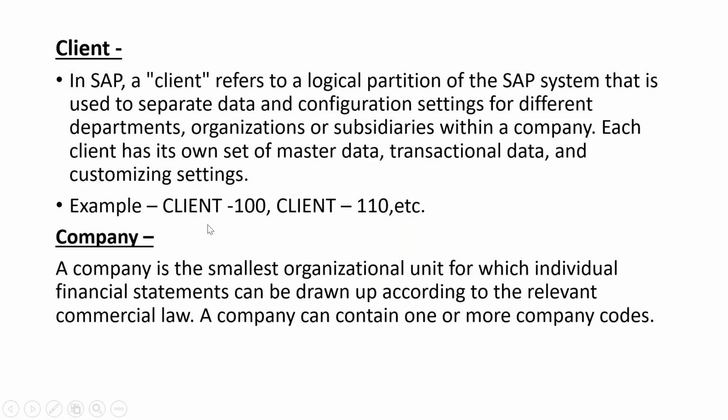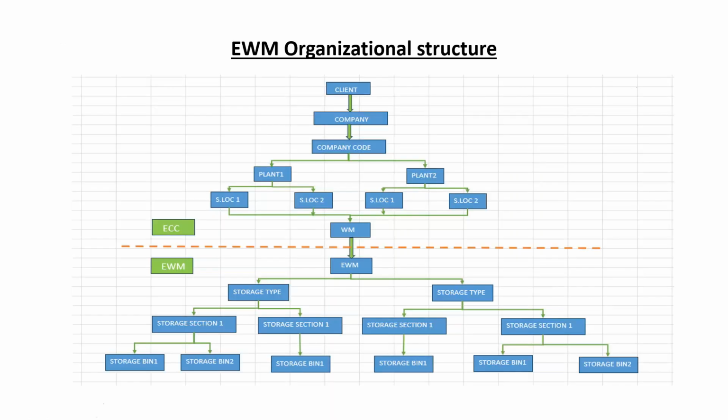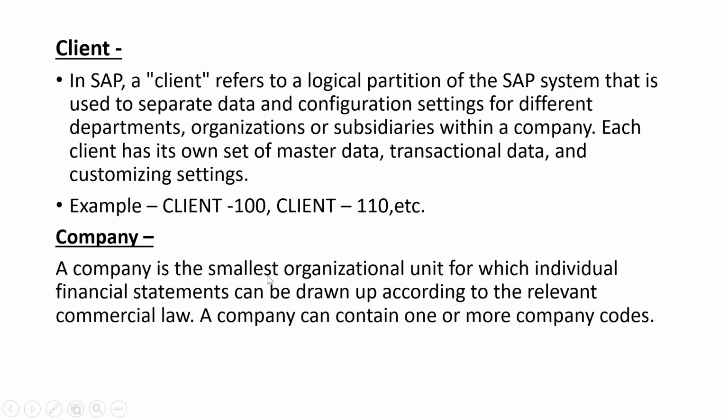Okay. And then in the next org element, we have something called company. So company is the smallest organizational unit for which individual financial statements can be drawn up according to the relevant commercial law. So what it says, it's the smallest organizational unit for which individual financial statements can be drawn up according to the relevant commercial law.